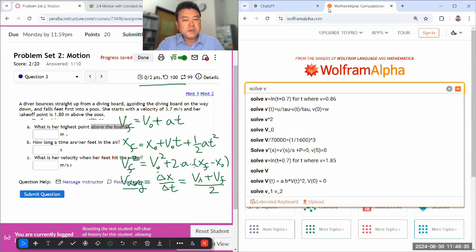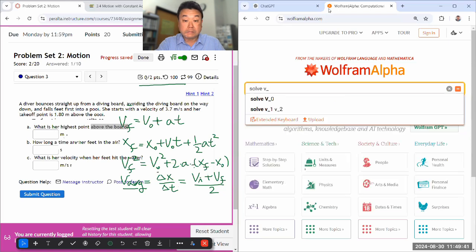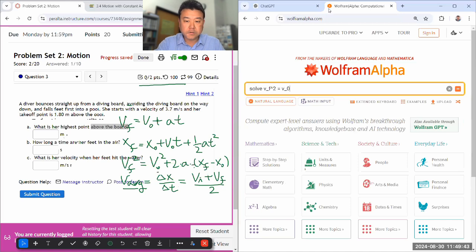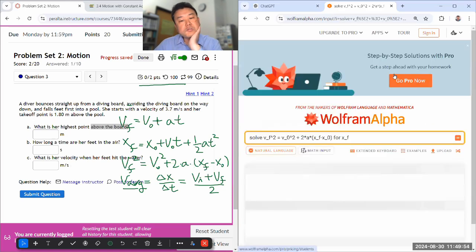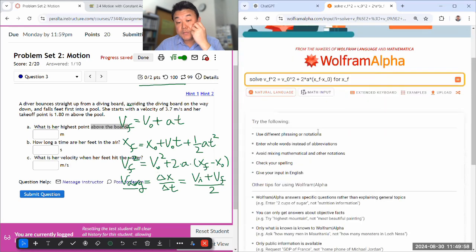Solve 0 is equal to v naught squared plus 2 times a times x final minus x initial for x final. I don't know if it'll do that. It might not. You can also do this in SageMath. Yeah, it doesn't do that.